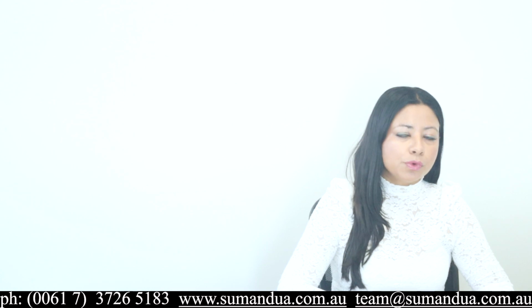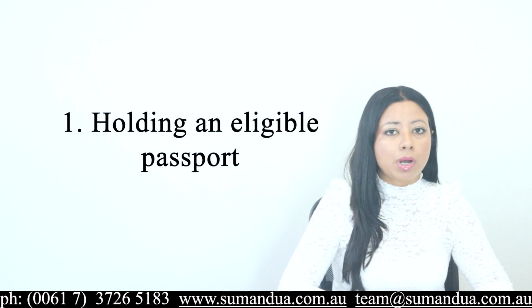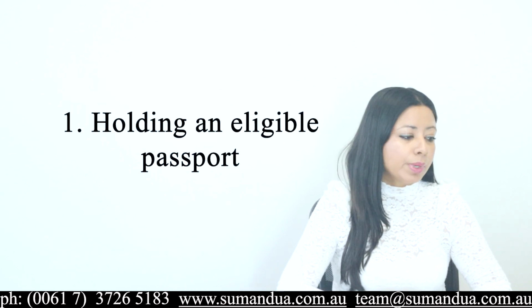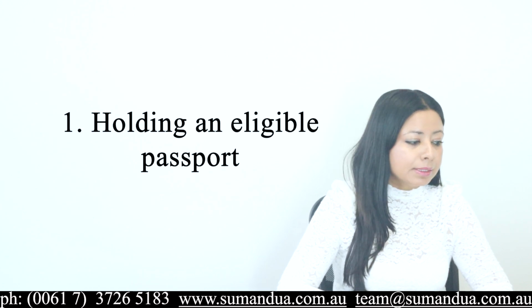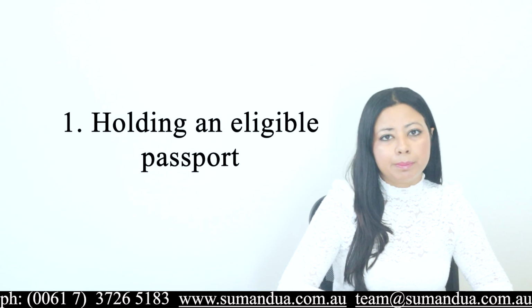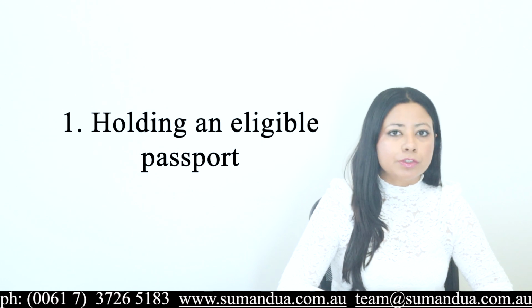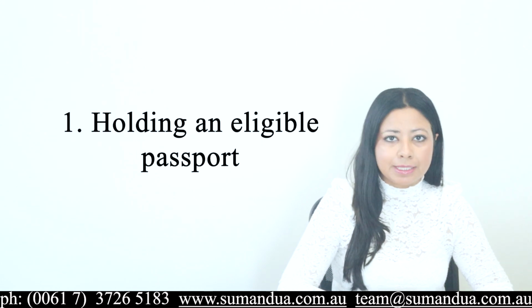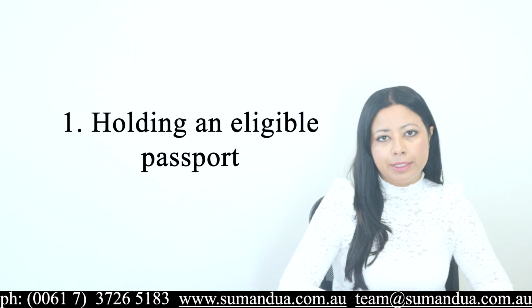Now, if you want to prove that you have competent English, there are 2 ways to provide evidence. The first one is that you are holding an eligible passport. An eligible passport is a passport that is issued by the United Kingdom, the United States of America, Canada, New Zealand, or the Republic of Ireland. So if you're holding one of these passports, you already meet the requirements of having competent English, which is equivalent to 6 each in IELTS or any other test.